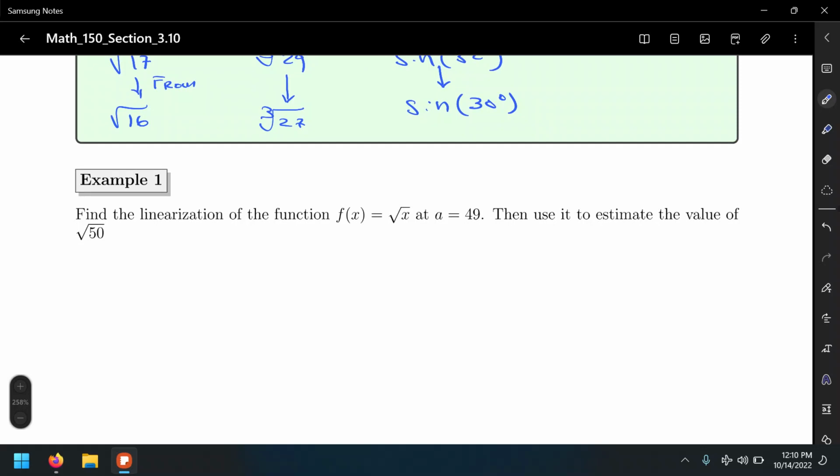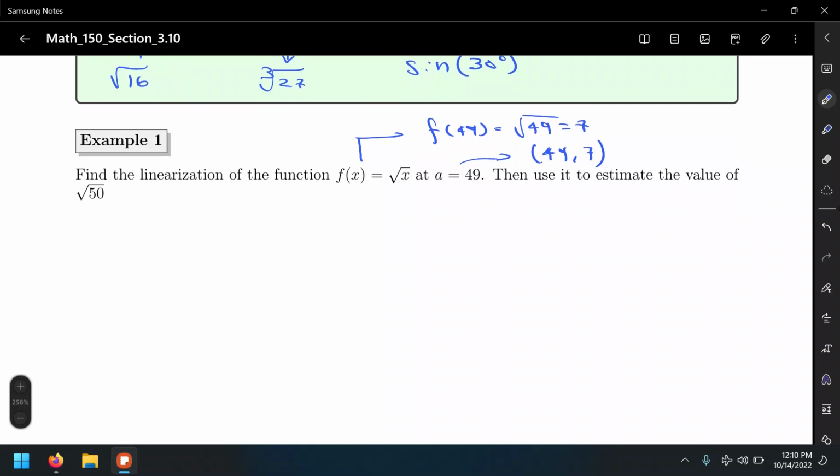Well, so to get the slope, we need to find the derivative of this function, and then we also need to find the related ordered pair. So that's f of 49. That's the square root of 49, which is 7. So in this case, we are around the ordered pair 49, 7. All right. So we already have the point. Now let's go about the slope.